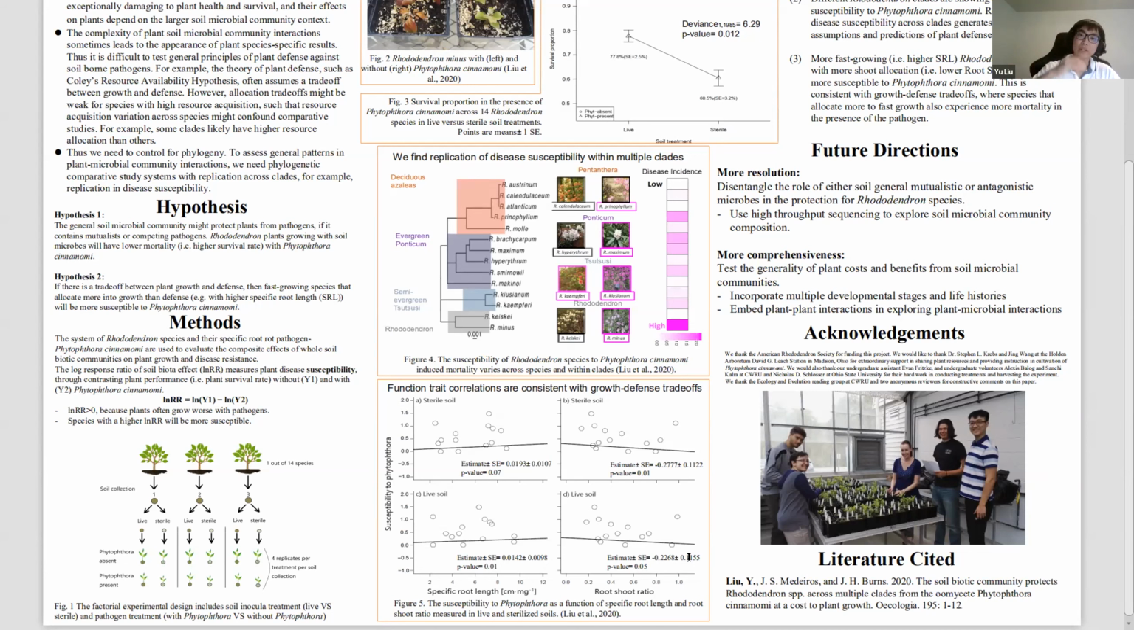And we also found that the species with higher root shoot ratio, that is with more root allocation and less shoot allocation, will be less susceptible. While we still need more evidence to find the connections between the root shoot ratio and the plant growth strategies, we think that the plants with more shoot allocation might allocate more to the growth of the leaves, and such species are more likely to be fast growing. So this result might also be consistent with our predictions of plant growth defense trade-offs.